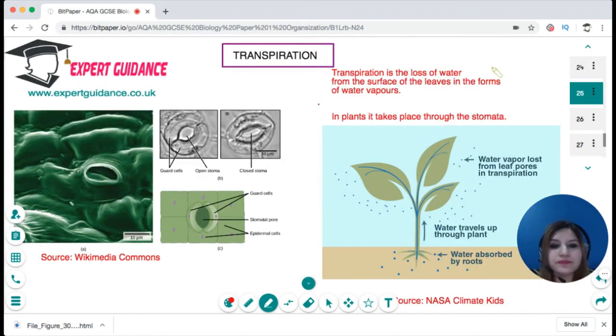Okay, now what is transpiration? Transpiration is the loss of water from the surface of the leaf in the form of water vapor, and this happens through the stomata. So stomata are these air spaces or air pores present on the surface of the leaf, which consist of the stomatal pore and these cells which are known as the guard cells. The guard cells open and close, which controls the water movement, and the gas exchange also takes place through the stomata.